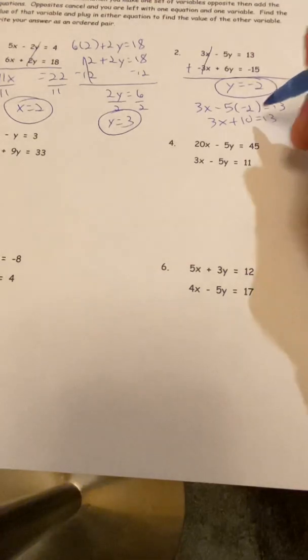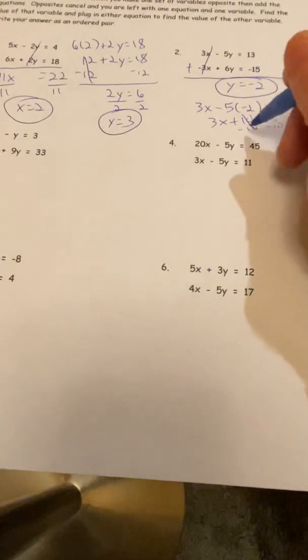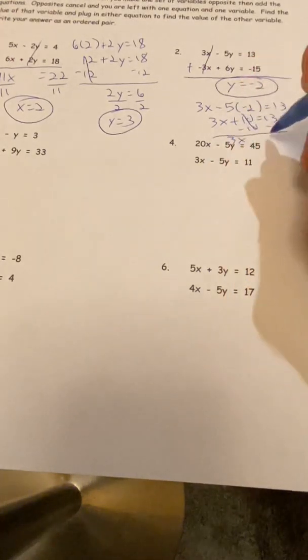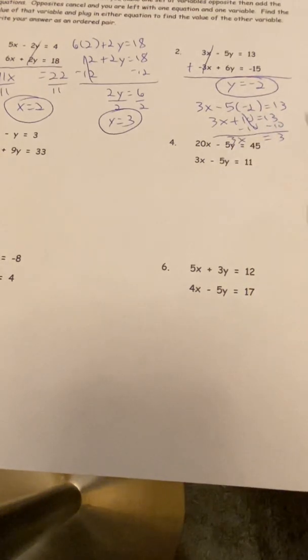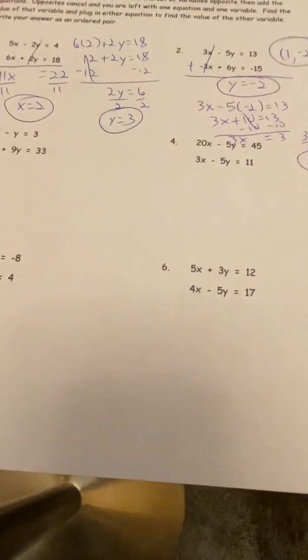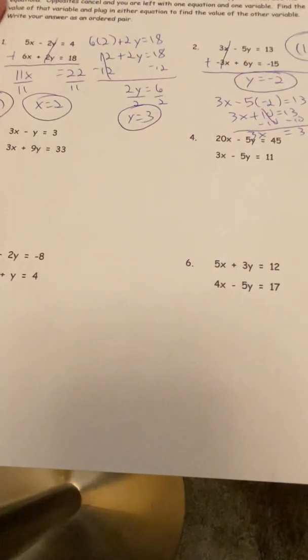Then you subtract 10 and 3x equals 3, and so just out of room here, divide by 3, and x is 1. So again, just rewrite it as an ordered pair. It's (1, negative 2). So those are the first couple where you have a variable that will cancel automatically by just adding.